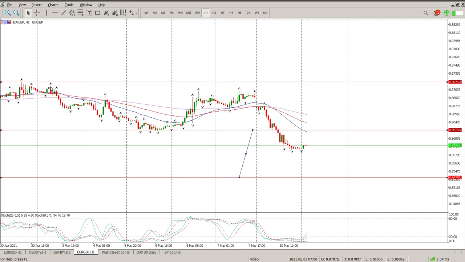Okay, anyway, that's my view at the moment. Sit on hands on the dollar for the morning session. Just watch what's going on. Pound definitely offers some value, so pay attention to that.